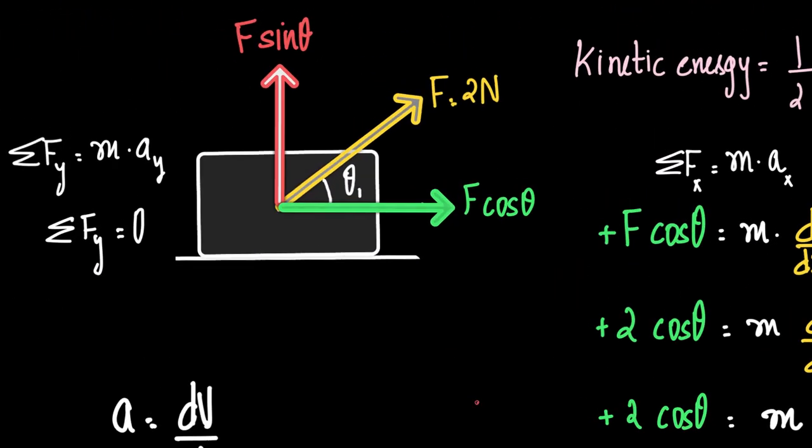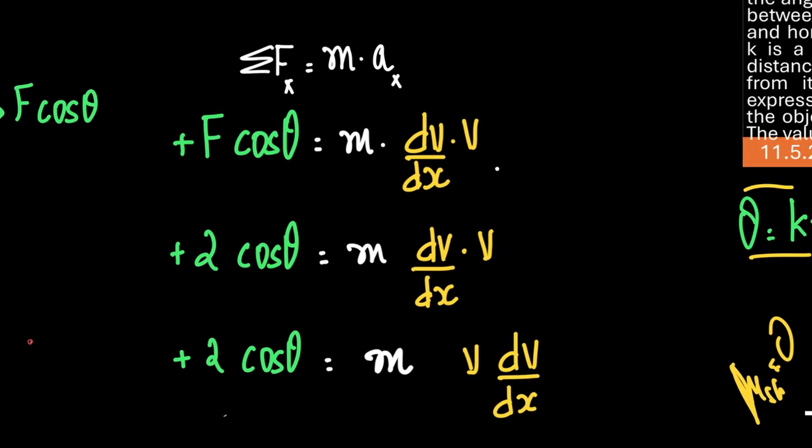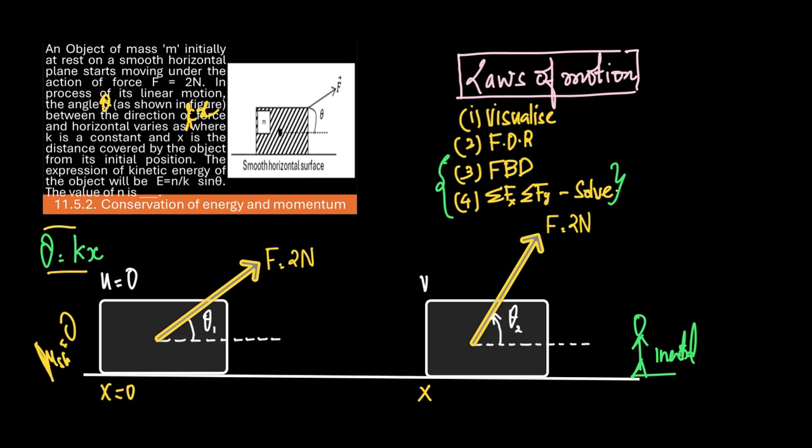So this is the free body diagram. The force F equal to 2 Newton can be resolved into two components: the horizontal component F cos theta, and the vertical component F sin theta. Now, there is no motion along the y direction. Why? Because this object is restricted only to the x-axis. It is moving only along the x-axis, so there is no upward movement of this block.